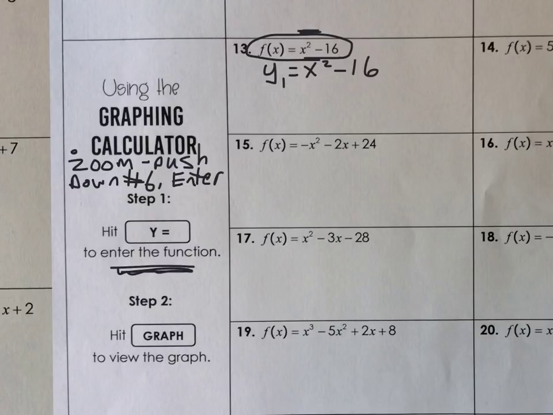Hit the graph button and it will show you a picture where you can count across and see the x-intercepts. My calculator says there's one at negative 4, and I can also see one at positive 4. It is the set of both those that is my x equals, or my zeros. My zeros are at negative 4 and 4.